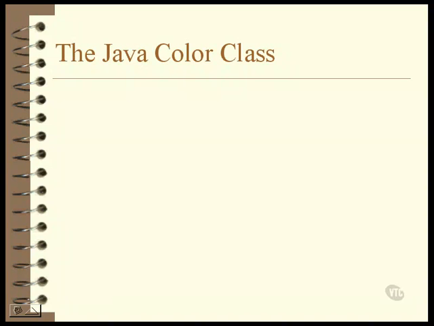This lesson is an introduction to colors. Colors in Java are set by creating a color object and then storing the object in the graphics object. Once this is done, everything painted to the window using the graphics object is in the specified color.